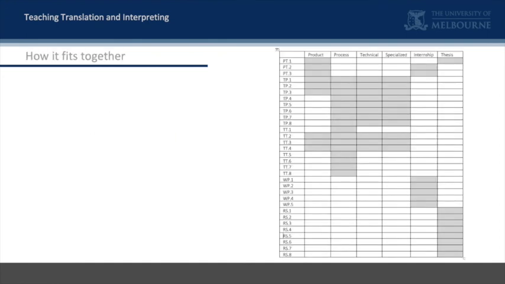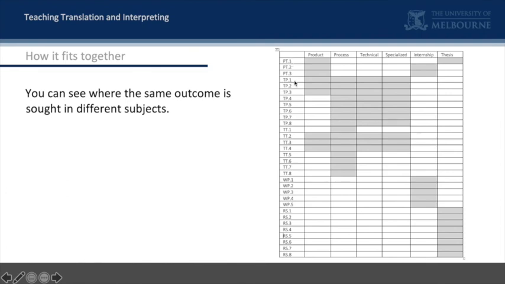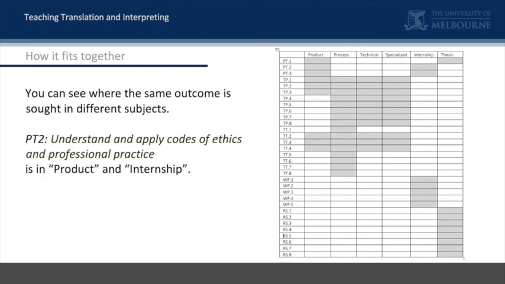Now, how this fits together is like this. When you've done that, you can put all your outcomes down there in that column. You put all your subjects up there in that column. And I can trace which outcomes are done where. So TP1, for example, is done across 4 subjects. And I have to coordinate those subjects in terms of that learning outcome. Whereas PT1, I think we've got that here. Yeah, we can see the same outcome is sought in different subjects. So we have to think about that, specify exactly what we're doing and perhaps coordinate that between them.